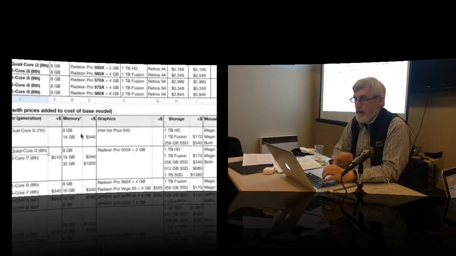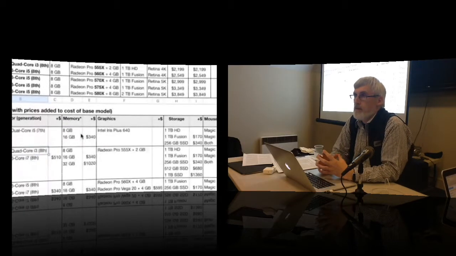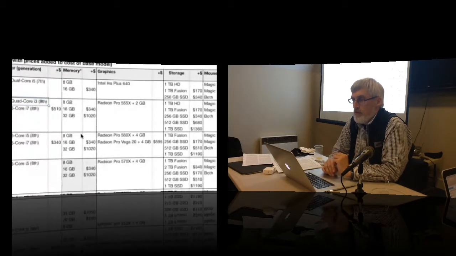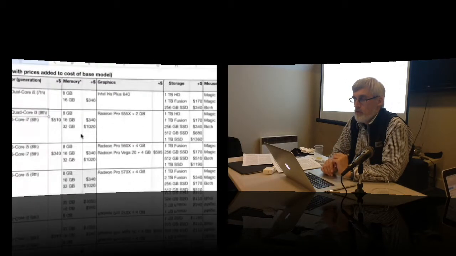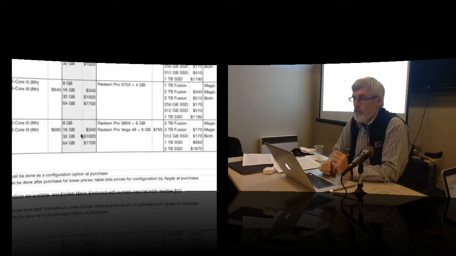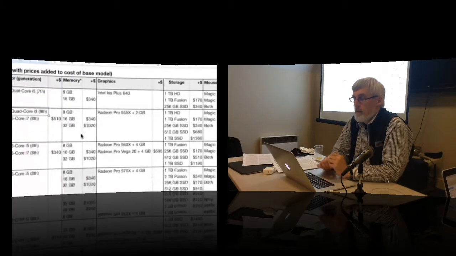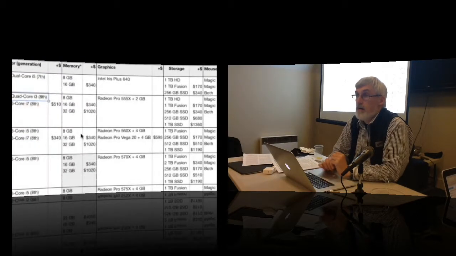Memory. All of them come with 8 gigabytes as standard. There are upgrade options available for 16 for all of them, and the bigger, more expensive starting points can all do 32 gig, and the top end 27s can do 64 gig as well. The price for the memory upgrades, you'll notice, gets very big very fast. So going to 32 gig is about 3 times the cost of getting a 16 gig upgrade.